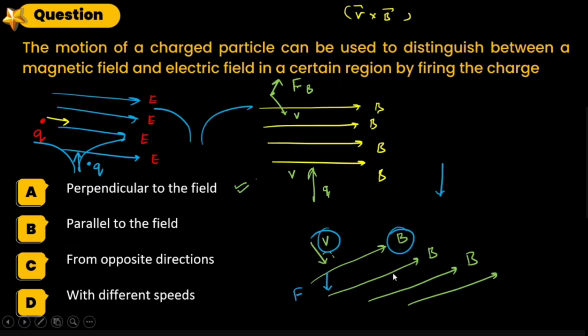In all the different cases, it is very difficult to guess the trajectory of the charged particle, how it is going to move when it is put in an electric field or in a magnetic field. So remember this. This is very important in order to understand the direction of the charged particle which is put in a magnetic field or electric field. So the answer should be perpendicular to the field. That is the only way to distinguish whether it is a magnetic field or electric field.